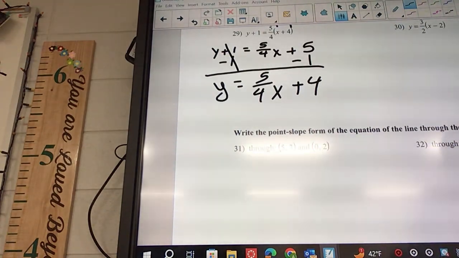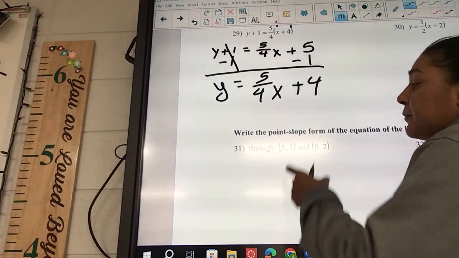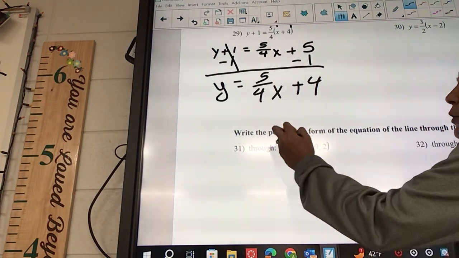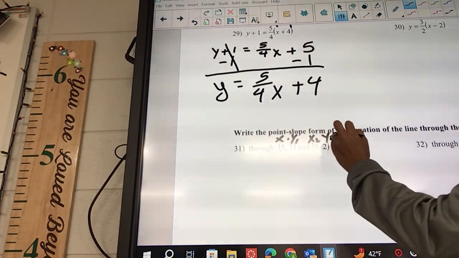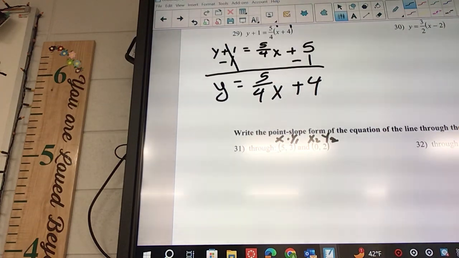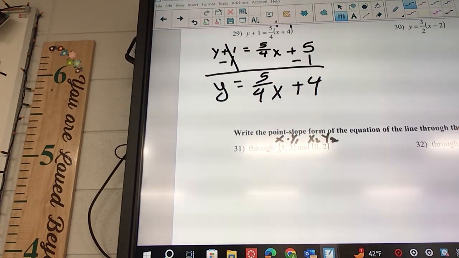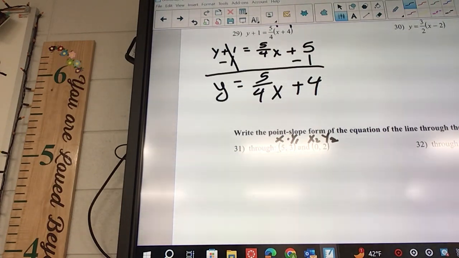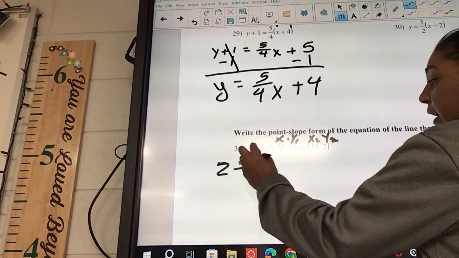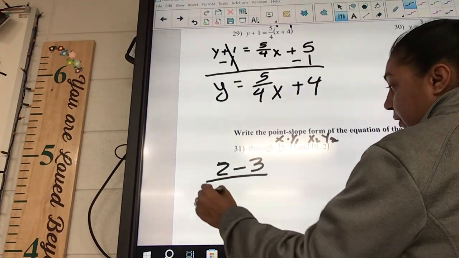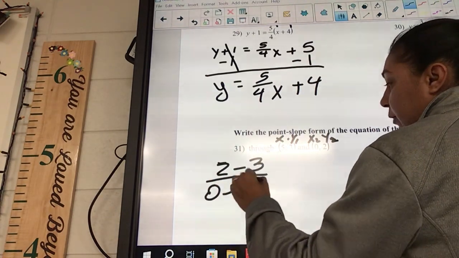Okay, so write the point slope form. But we can see here that I've given 2 points, and there is only one formula that has a y2 and a y1 and an x2 and an x1. So our very first step is going to be to use that formula, and in this case, it's the slope formula. So it's going to look like y2, which is 2, minus y1, which is 3, over x2, which is 0, minus x1, which is 5.